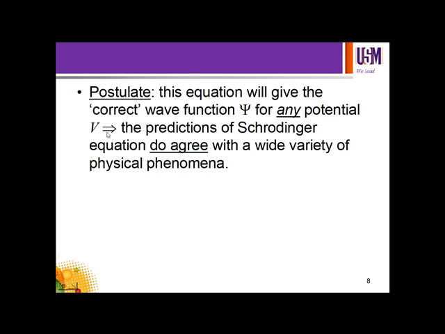The predictions of the Schrodinger equation do agree with a wide variety of physical phenomena. So even though scientists were reluctant to accept his ideas, when they checked it against experimental data, they found that yes, the Schrodinger equation with V inside it, for any value of V, does agree with a wide variety of physical phenomena. So basically, we have to accept that the Schrodinger equation is correct, even though the derivation of the equation is somewhat questionable.